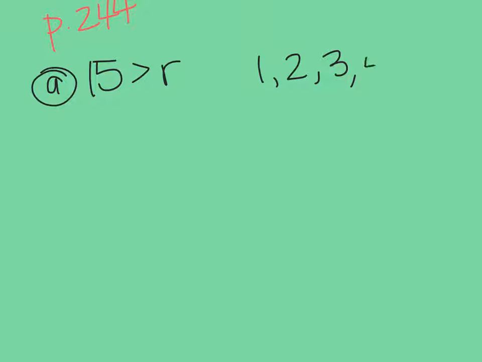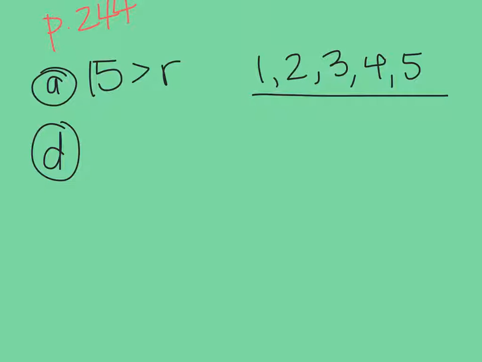Looking at letter A, we have 15 is greater than R. So some examples of that, R could equal 1, R could equal 2, R could equal 3, it could equal 4, 5, it could equal negative numbers. I could go on and on and on. You just need to write down two possible solutions and you're done with that problem. Pretty simple to start with. Let's skip B, skip C, and let's look at letter D.